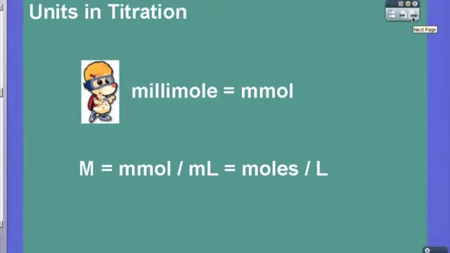There's going to be new units in titration, which is a millimole, and that's mmol. So molarity is millimole per milliliter. So it's the same as moles per liter, we just put milli in front of both of them, since we'll be dealing with smaller units.